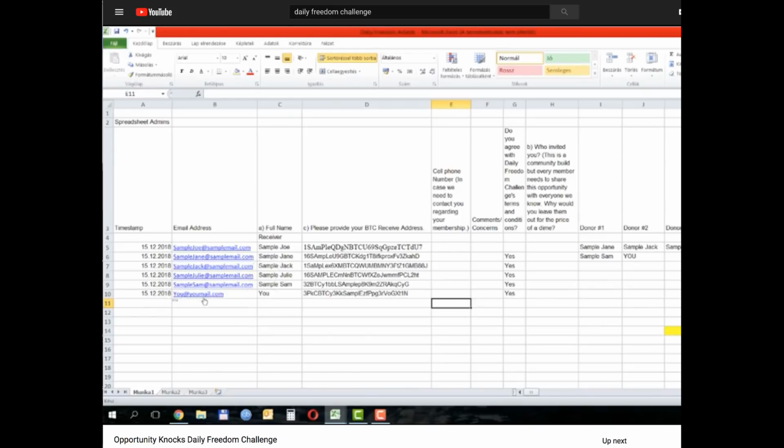Okay, so you have the email address, your name, full name, and the Bitcoin address. This is as well a fake one, so this is not a real Bitcoin address. Which is important are the YJK columns. Here you see the donors, which means the people who will pay this person.